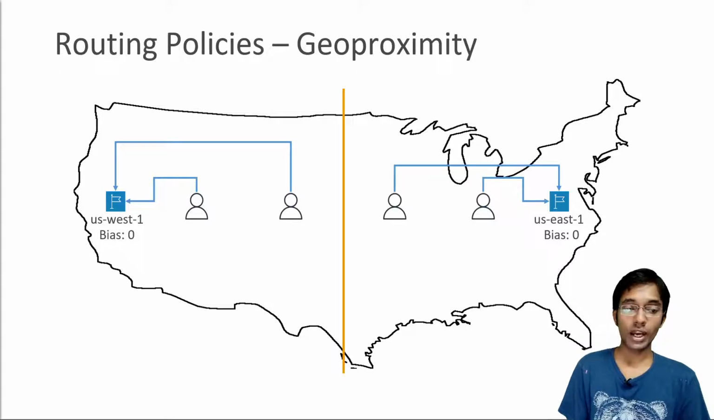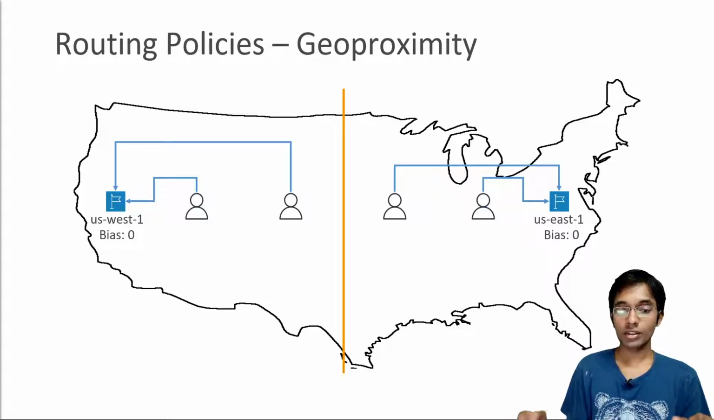So if you have US West 1 and US East 1, two regions, and they are going to have the bias 0, 0. So you are going to get a line in the center of the US geographically, and so half of the users are going to go to the west and half the users go to the east.